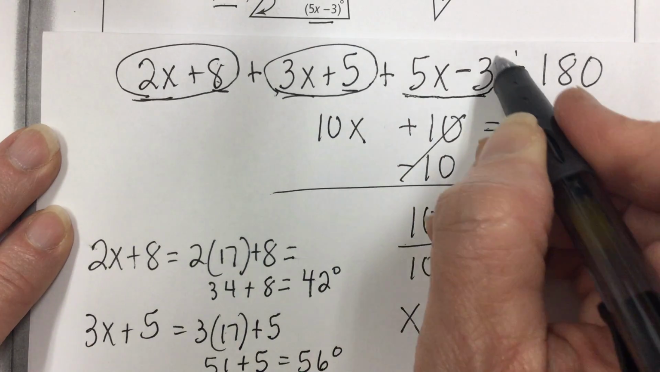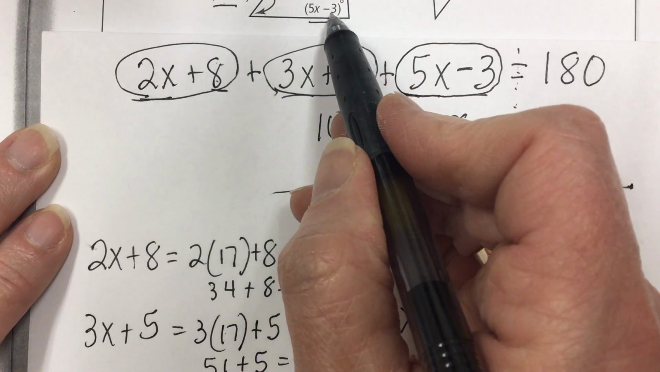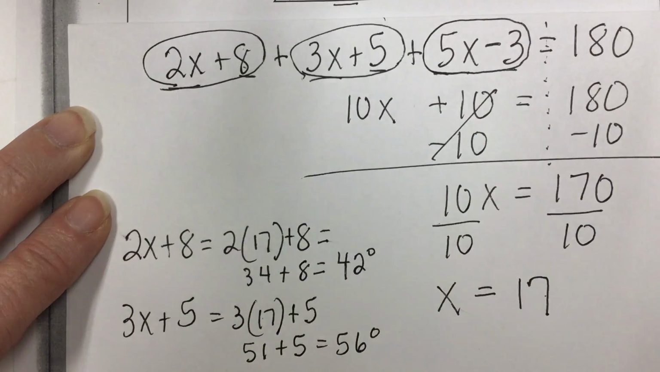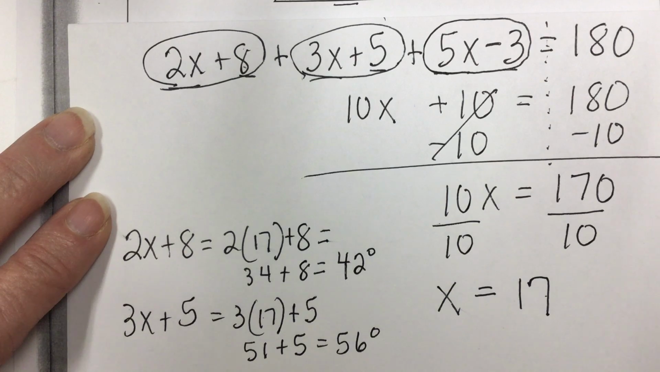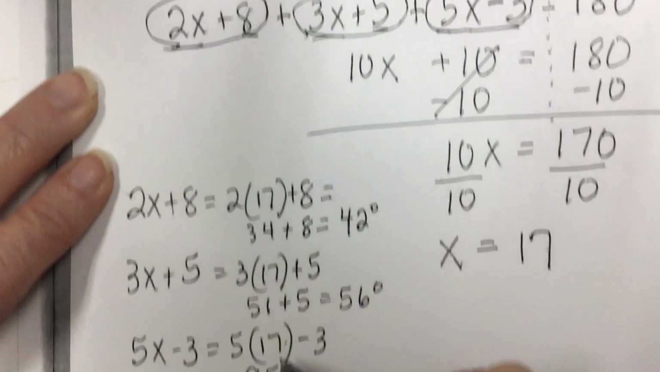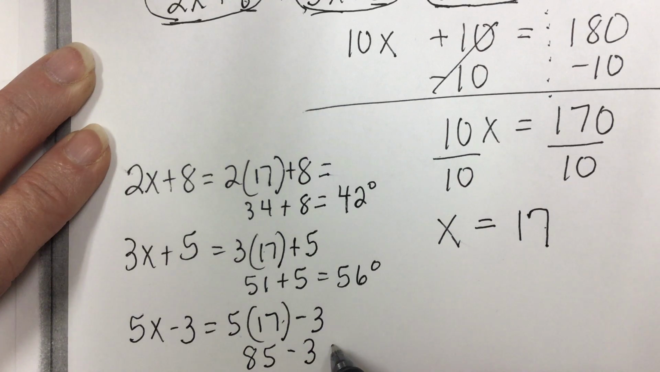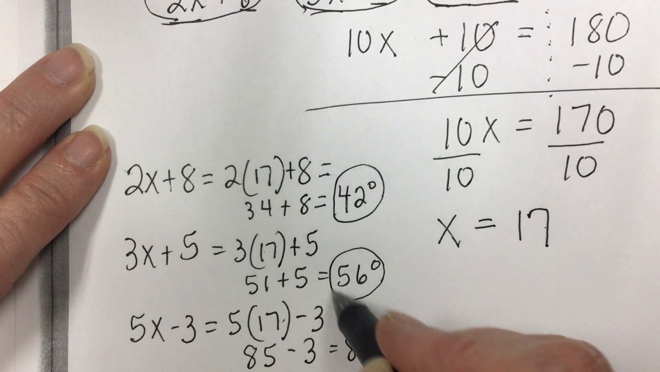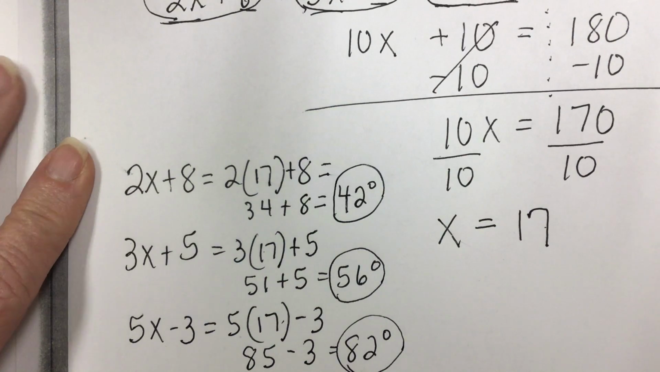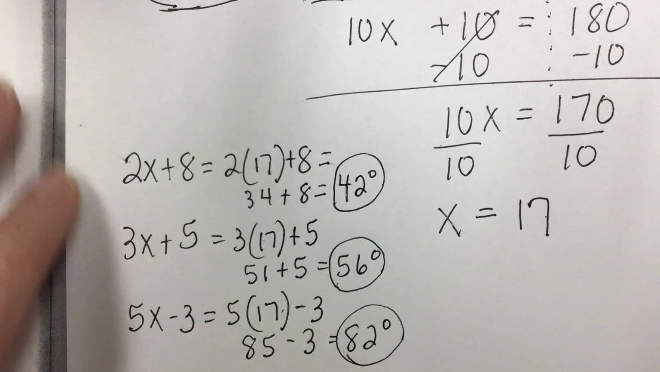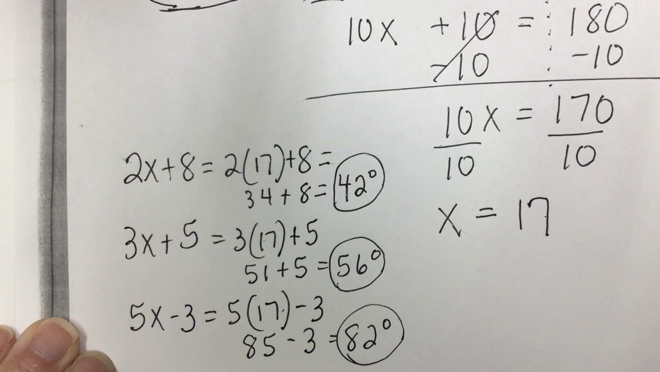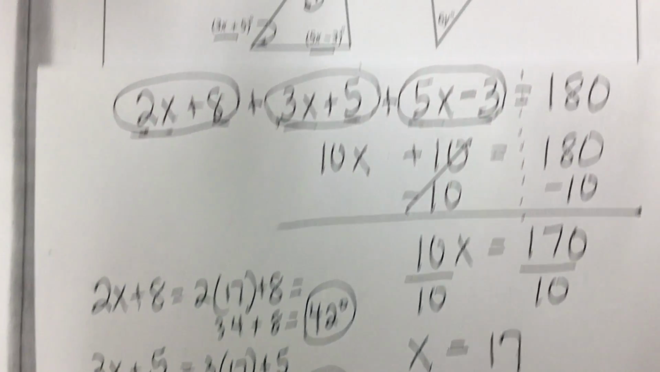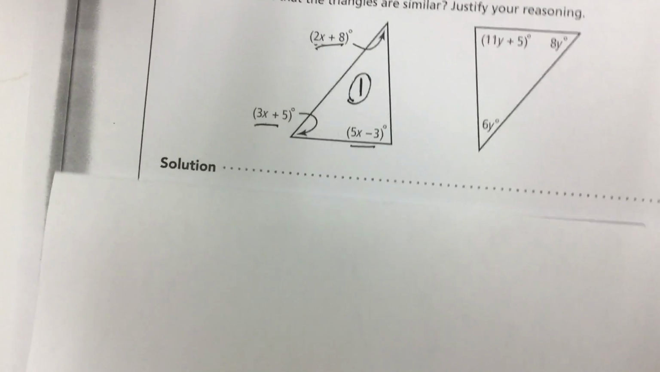Now let's take the last expression representing the other angle of the first triangle. 5x minus 3 is equal to 5 times 17 minus 3. 5 times 17 is 85, minus 3 gives you 82 degrees. So here are my three angles of triangle 1. Now we must find the measure of the angles of triangle 2. So let's go back to triangle 2.